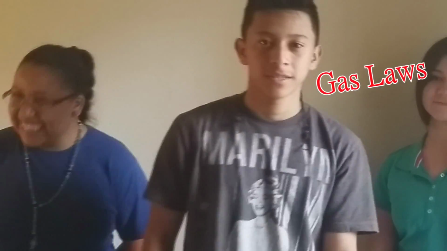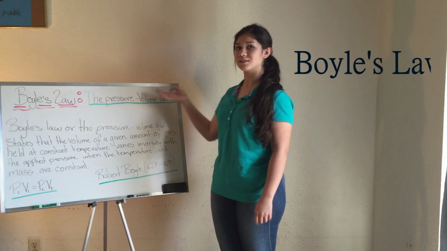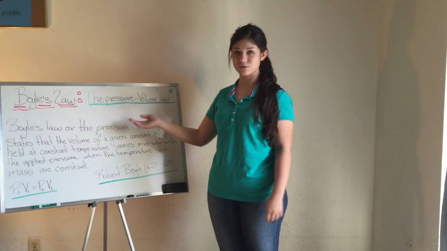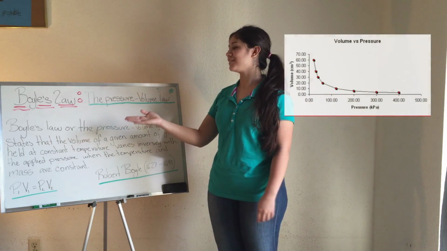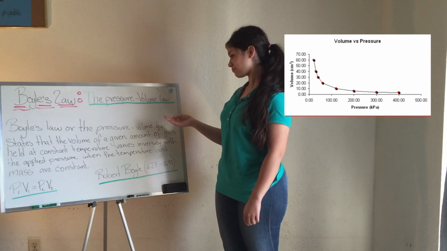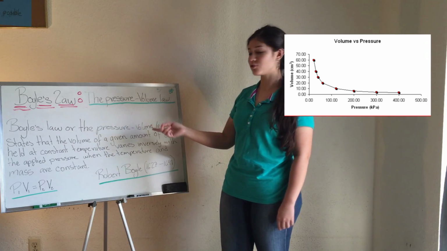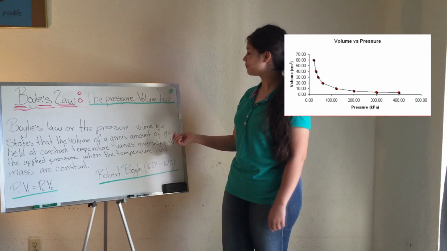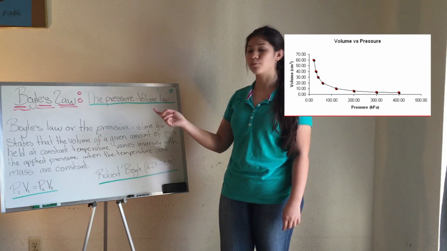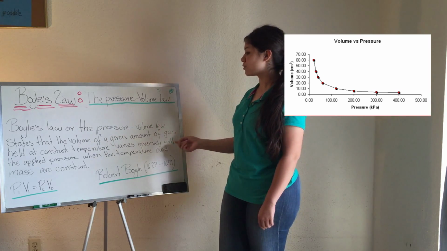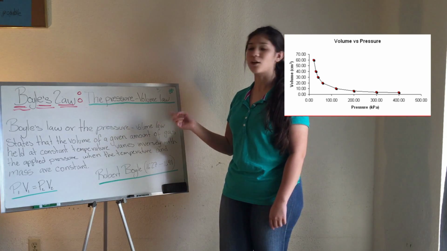Hello guys, today we're gonna talk about the gas laws. One of the most amazing things about gases is that they all have differences in chemical properties. For example, Boyle's law of pressure states that the volume of a given amount of gas held at constant temperature varies inversely with the ambient pressure when the temperature and the mass are constants.